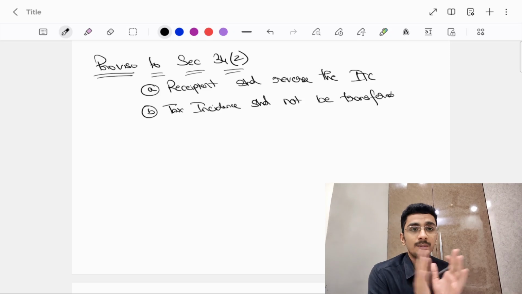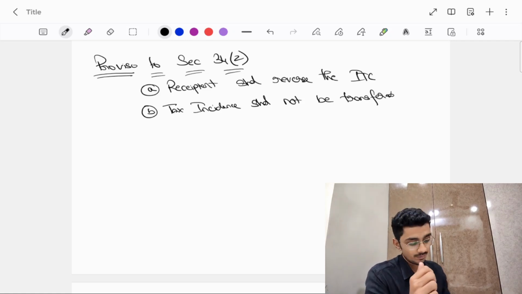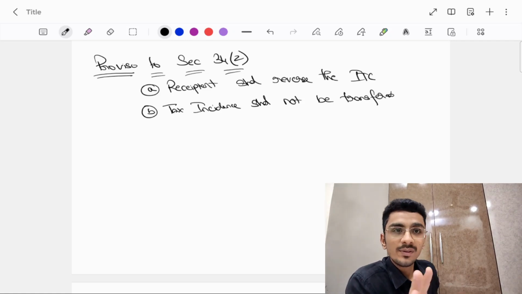Now, summing up, these are the very basic conditions. Along with this, you also have to read two more provisions. First one, 15(3) subsection B, and second one, Rule 53. Let us quickly move to Rule 53 as of now.